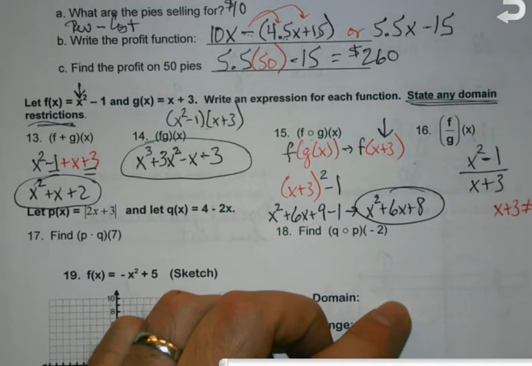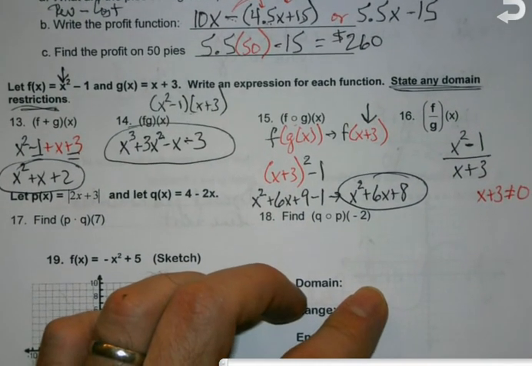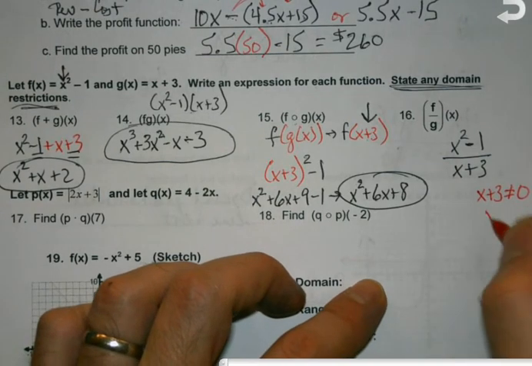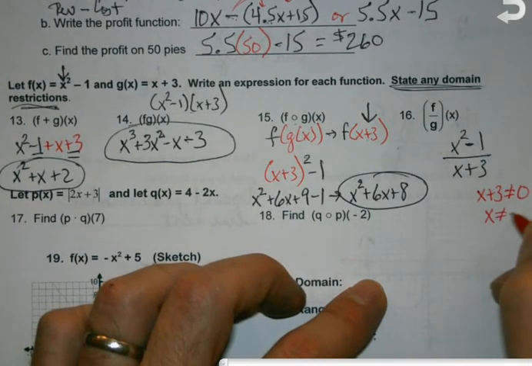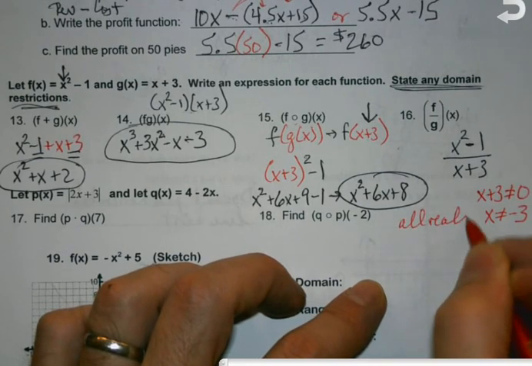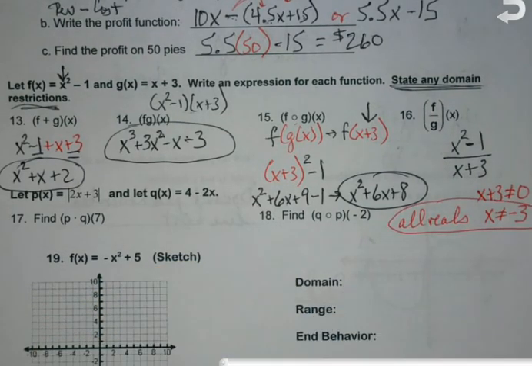Good. I set my denominator to not equal 0. Just the denominator. And whatever value I get when I solve that, it's all reals but that one particular one. That's what we're on the lookout for here. So if you see a fraction or a radical, alert, alert. We have to watch out for that. All the rest of them, they're all good.